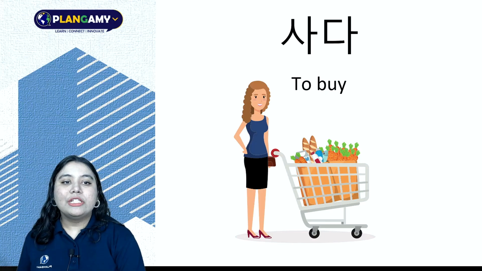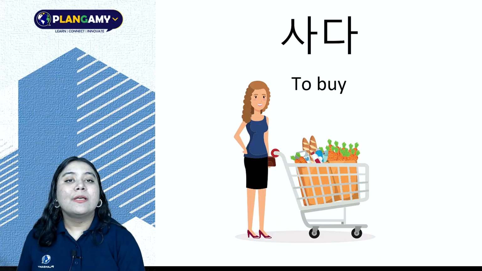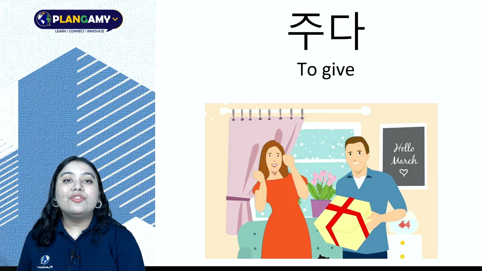We move on to 사다. 사다 is to buy something or to purchase something. Now you will notice that 사다 and 싸다 are very similar and both are used for buying and selling stuff. So we need to be a little careful with the pronunciation and the spelling for both. 사다, to buy, to purchase. 싸다, to be cheap.